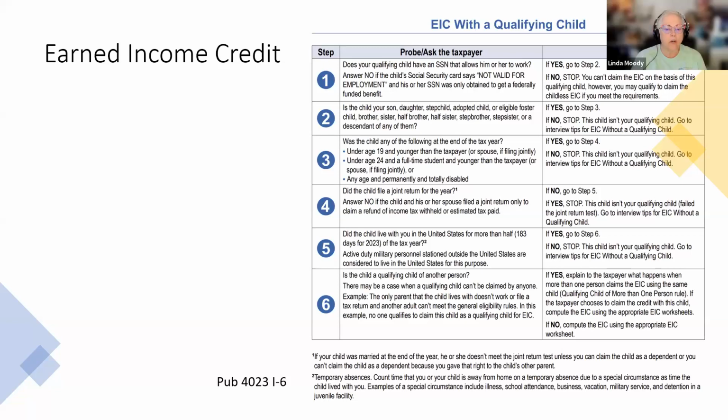And then Anna, in Pub 4012, what tab is the earned income credit under? Do you know offhand, or I can look that up? Yeah, it's tab I. Okay, so tab I. All right, thank you.